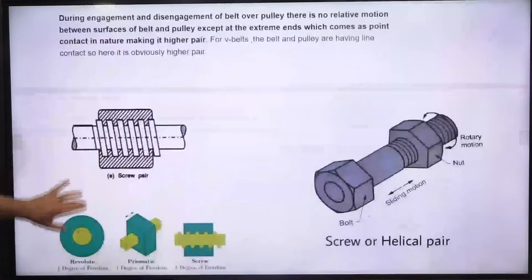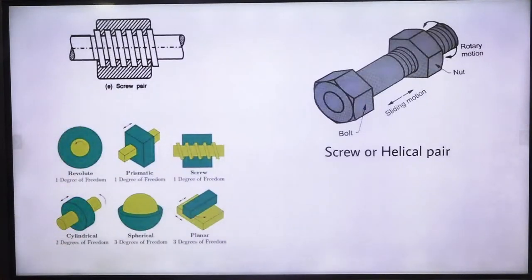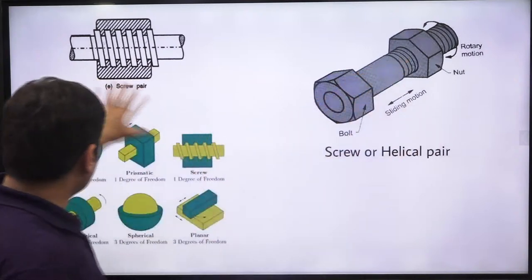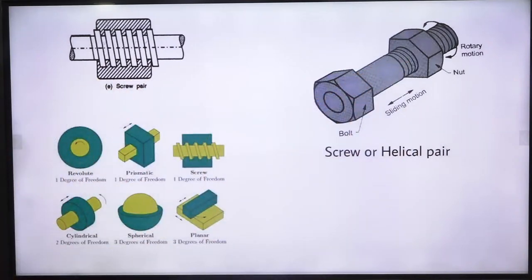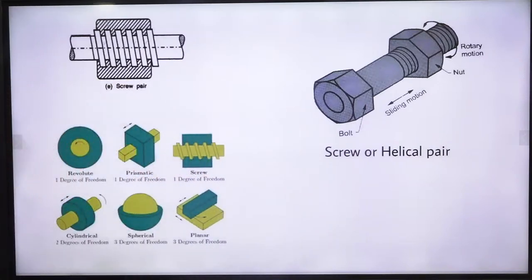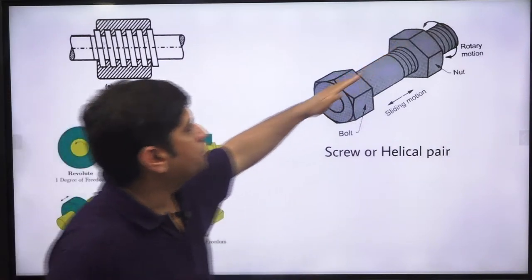So this is important information. All these are lower pairs, you can very clearly see. This one is a screw pair, area contact. All the others, as you can clearly see, are lower pairs, area contact. Screw pair is also called helical pair, and there is a single degree of freedom.